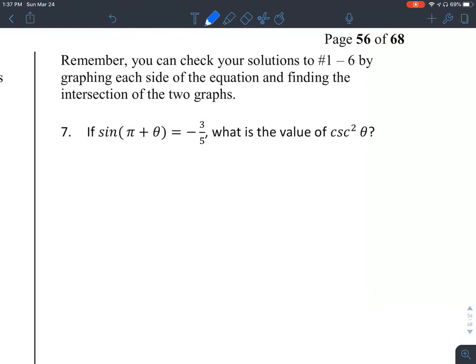Well, in order to do this, we need to find the value of sine of theta. Then we can reciprocate it and square it. So using the sum identity, we're going to get sine of the first angle times cosine of the second angle plus sine of the second angle times cosine of the first angle.